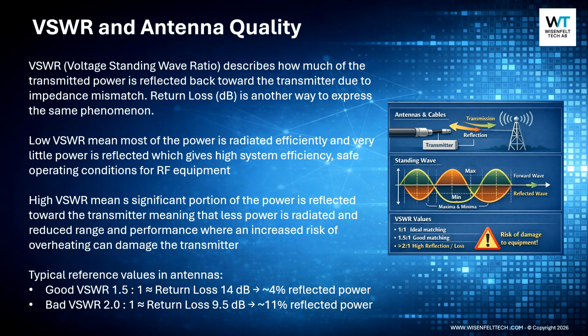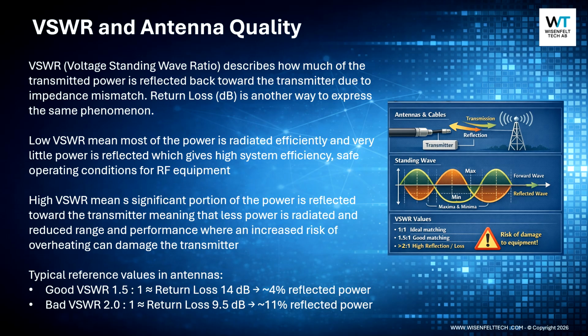This is called high VSWR. High VSWR means less power is actually radiated. As a result, range and performance are reduced, and the reflected power can cause heating and stress that may damage the transmitter over time. Return loss, measured in dB, describes the same effect as VSWR, but on a logarithmic scale.